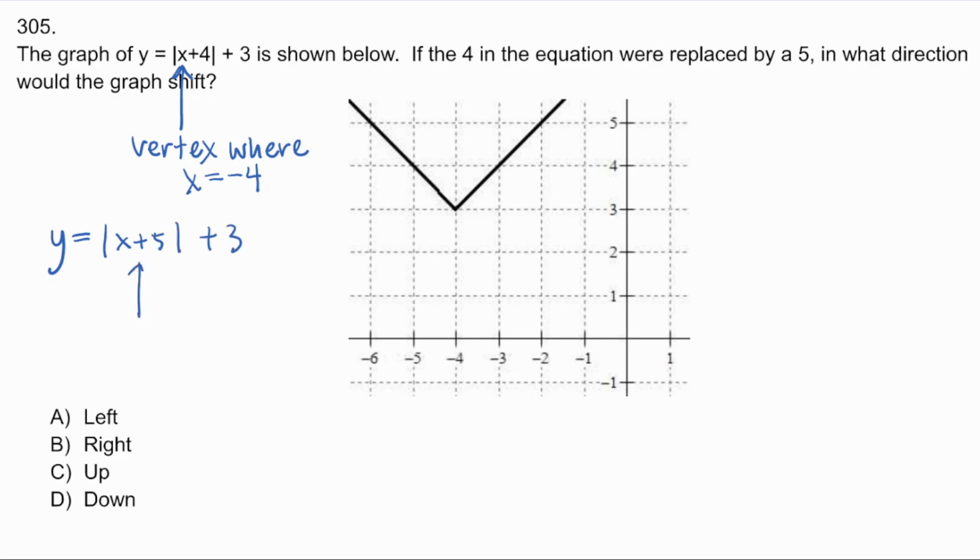So just kind of write that out. It's going to have a vertex where x equals negative 5. But otherwise, we haven't changed it. We haven't changed the slopes. We haven't multiplied it by anything. We haven't moved the y coordinate of the vertex around. We haven't changed that 3 on the outside. So I really just think it would just kind of look like this, that kind of a V, which is going to be 1 unit to the left of the other one. So it moved to the left.